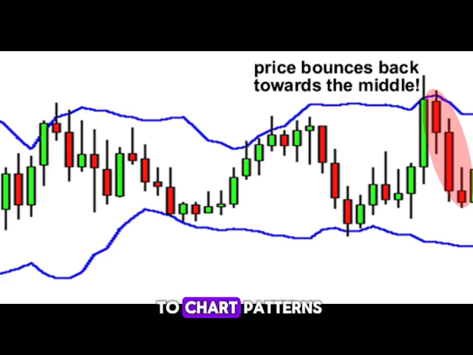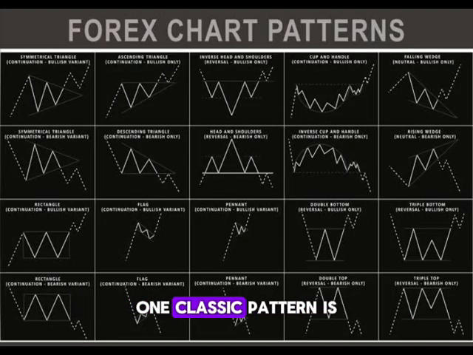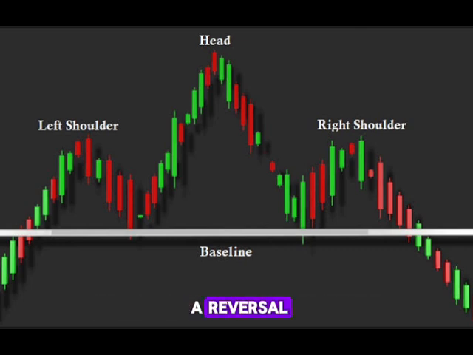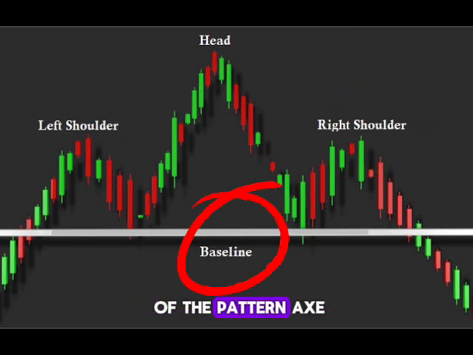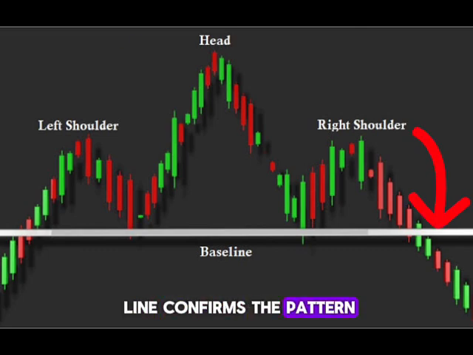Now, let's move on to chart patterns. Patterns can give us clues about future price movements. One classic pattern is the head and shoulders. This pattern typically indicates a reversal from a bullish to a bearish trend. It consists of a peak, the head, between two smaller peaks, the shoulders. The neckline, which connects the lows of the pattern, acts as a key support level. A break below this line confirms the pattern and suggests a potential sell-off.